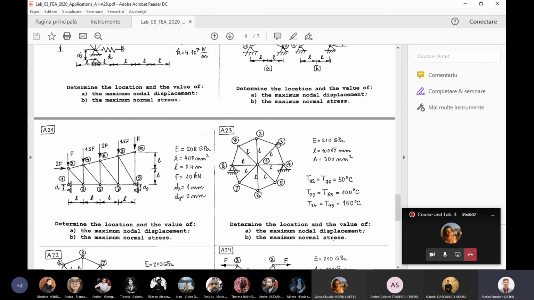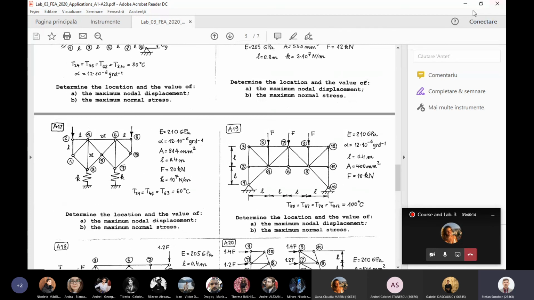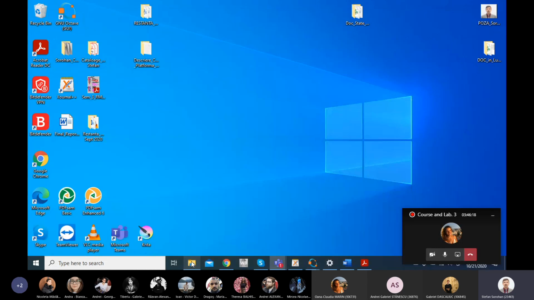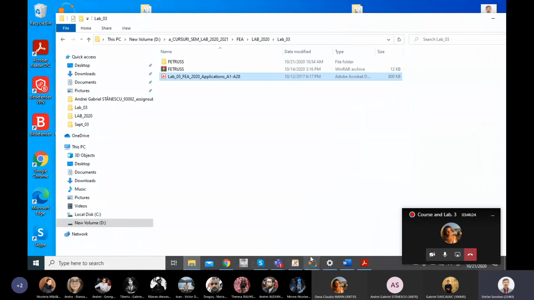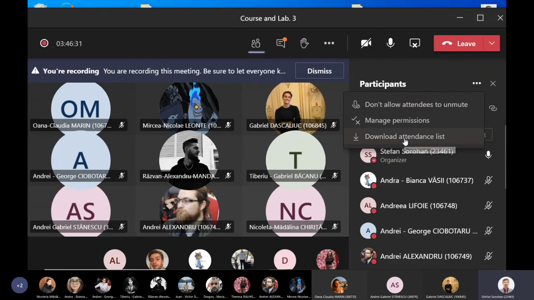So better is to load it. I will create it, probably today, but later on, on Moodle a new assignment for lab number 3. Okay. So do you have more questions? If not, I will take the presence again for the lab.